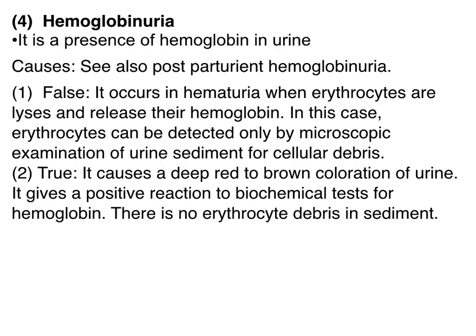Number 4, تغيرات, وهي الهيموغلوبينوريا. هيموغلوبينوريا يعني وجود الهيموغلوبين بداخل اليورين. التغيرات الموجودة في اليورين. It is the presence of hemoglobin in urine; see also post-parturient hemoglobinuria. أما تكون أحيانا مسببة أما تكون المسبب حقيقي أو كاذب. إذا كانت المسببات كاذبة, false causes, it occurs in hematuria when erythrocytes lyse and release their hemoglobin.